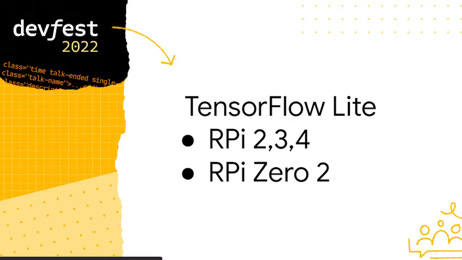So in this next one, we're going to take a look at TensorFlow Lite, and this code will work on Raspberry Pi 2, 3, and 4. Next slide, please.